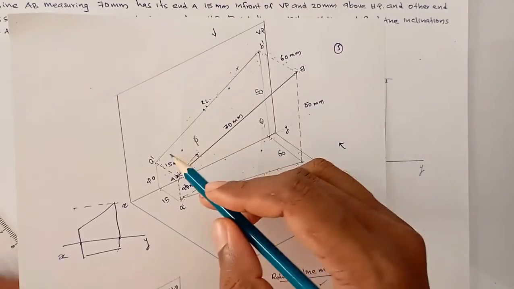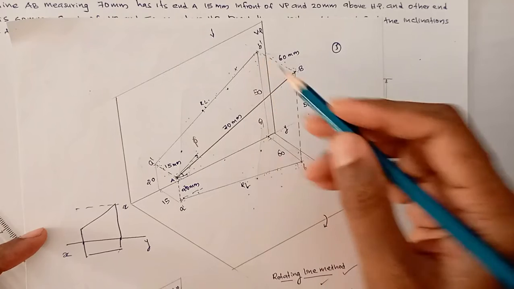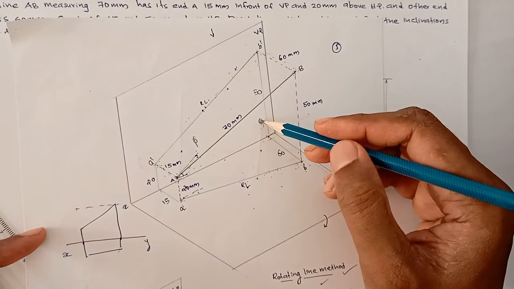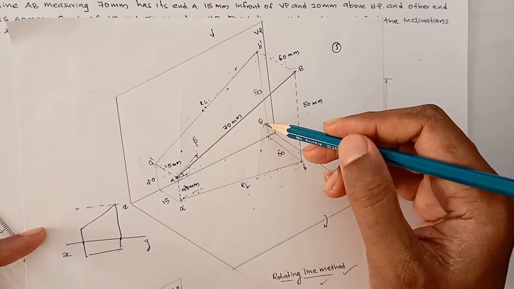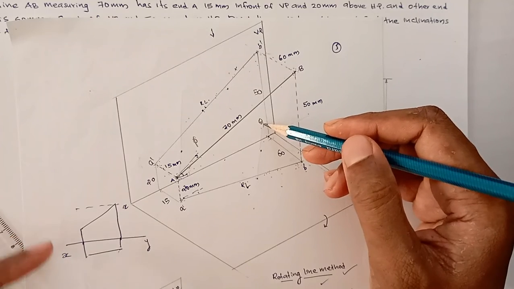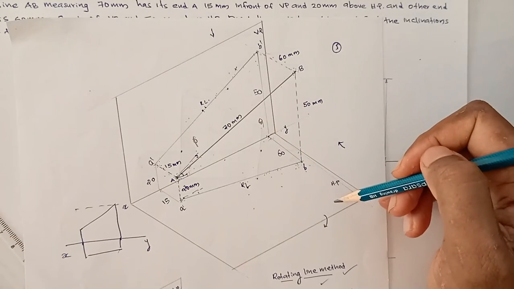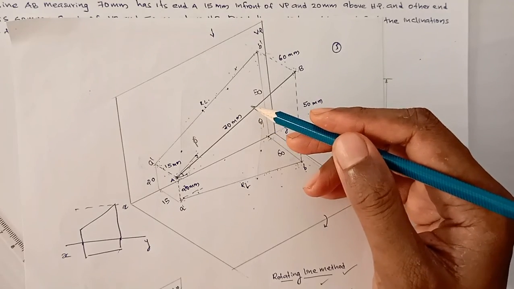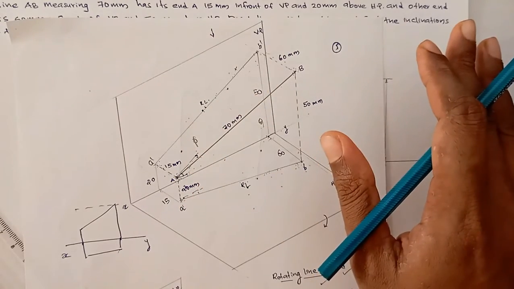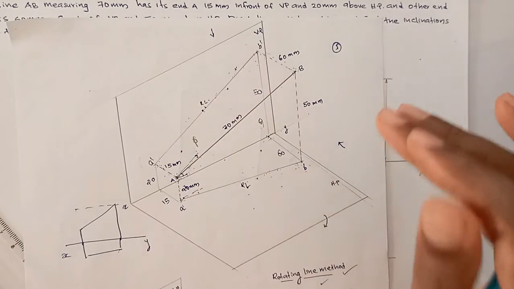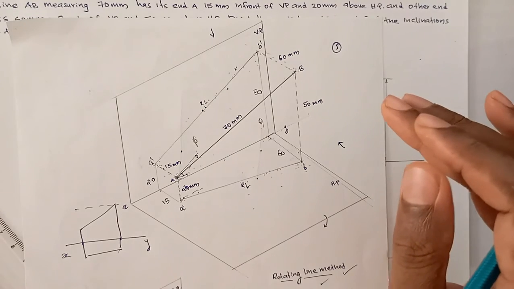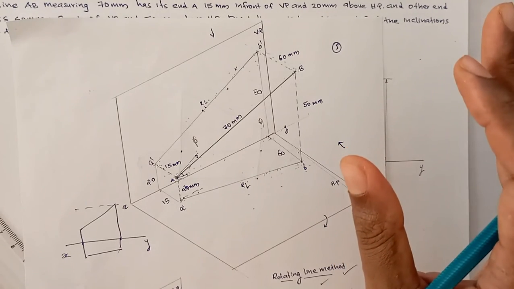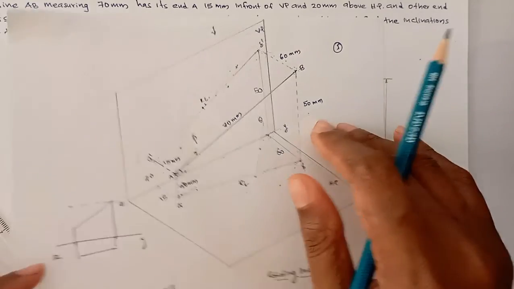When you look from the front, you cannot see the angle theta. Got it? When you look from the front view, you see the line making an angle that is not the exact angle, because the line is inclined to both the planes. So as an optical illusion, you cannot see the true angle. The angle will be greater than the original angle.